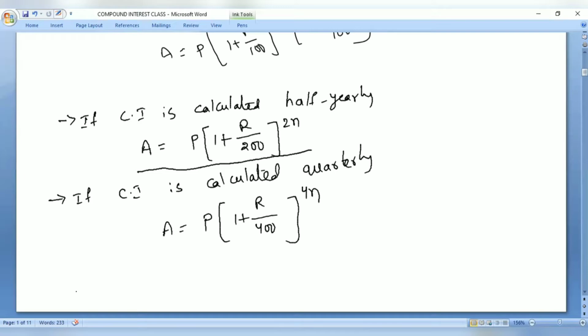Now, there is one more point that you need to know: for 1 year, that means for the first year, always remember compound interest is equal to simple interest. That means for the first year, the interest you earn is the same in both cases, be it simple interest or compound interest. From the second year onwards, the difference will start.